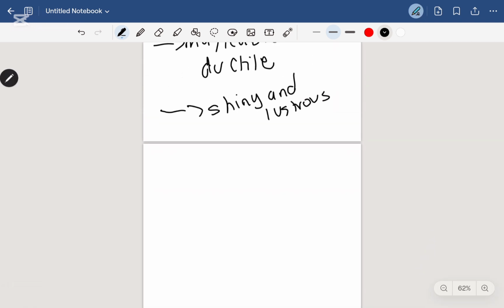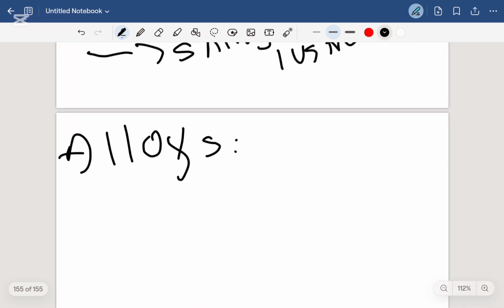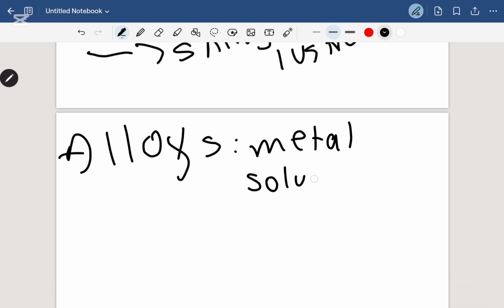So now we are not gonna be talking about pure metal, we are gonna be talking about something called alloys. What are alloys? Alloys are metal solutions. Examples are steel, brass, and bronze, okay? But because they are impure, they are gonna be harder, stronger, and have a lower conductivity than pure metals. So alloys, we are gonna say they are metal solutions.